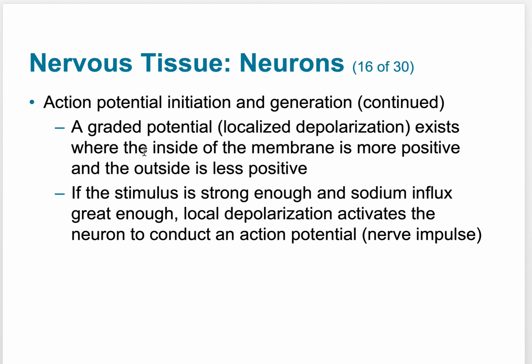So a graded potential, a localized depolarization, exists where the inside of the membrane is more positive than the outside. So we're just flipping the charge. We've talked about that a lot. If the stimulus is strong enough and sodium influx is great enough, local depolarization activates the neuron to conduct an action potential, which we call a nerve impulse. Before, an action potential was a muscle contraction; in a nerve cell it's called a nerve impulse. Okay, but the same concepts are happening in the nerve as in the muscle.